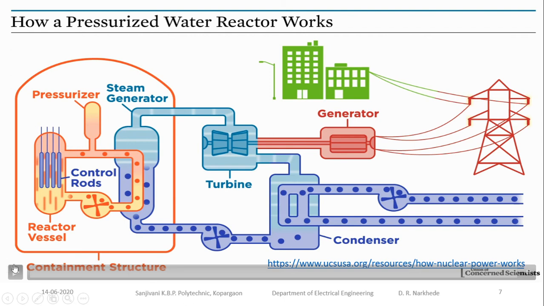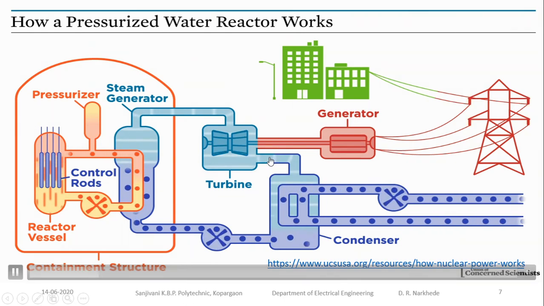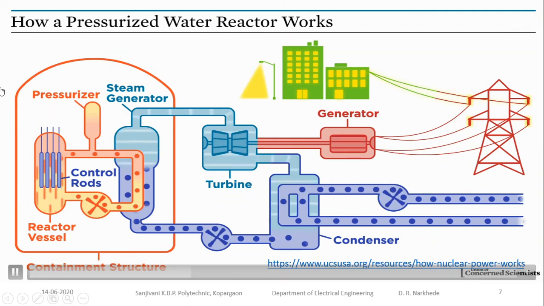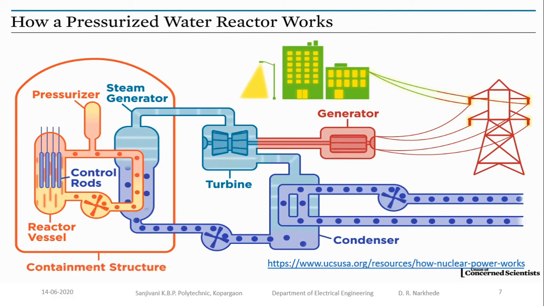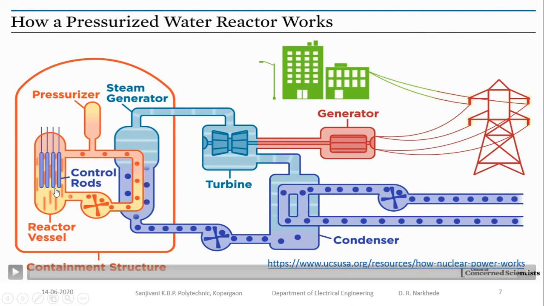So if you take an overview of this, in the reactor we use the nuclear fuel as enriched uranium oxide. These are the control rods which will control the amount of chain reaction. So heat is produced, and that heat increases the temperature of the water. The water is converted into steam, but this water does not come in direct contact with the turbine. We are using another water.